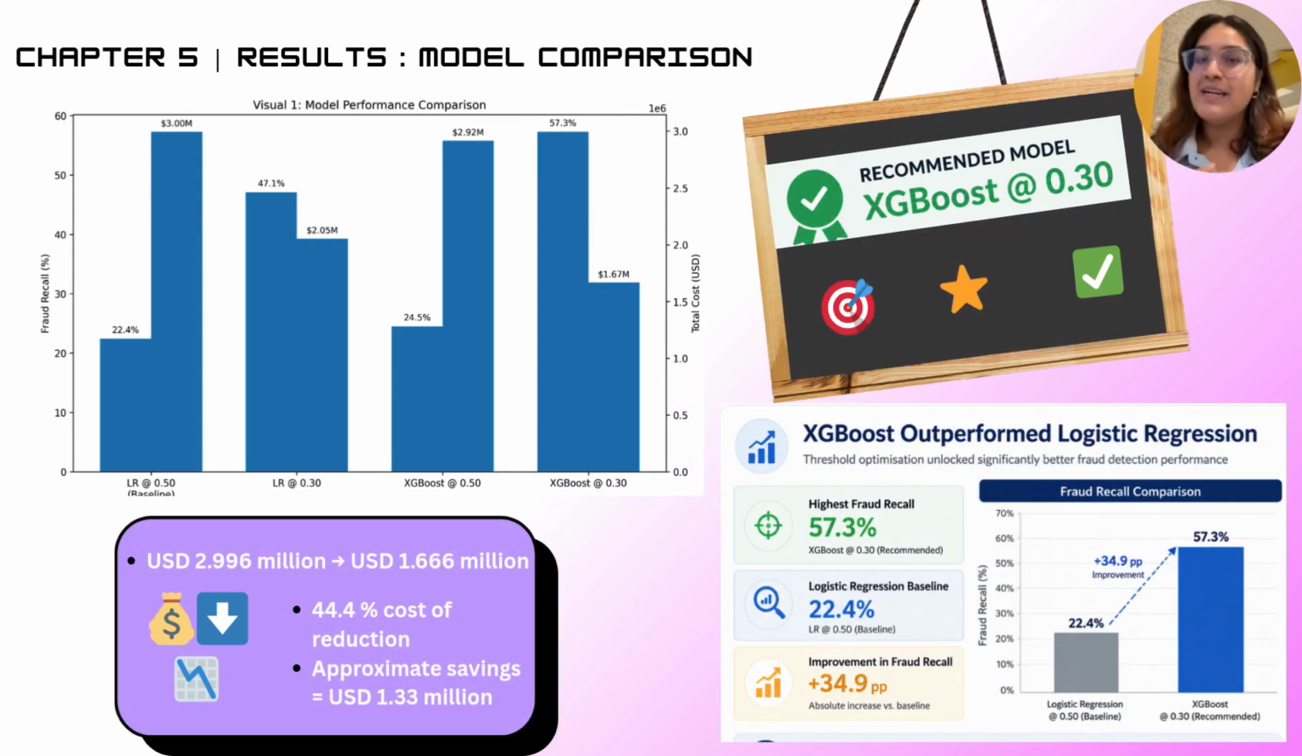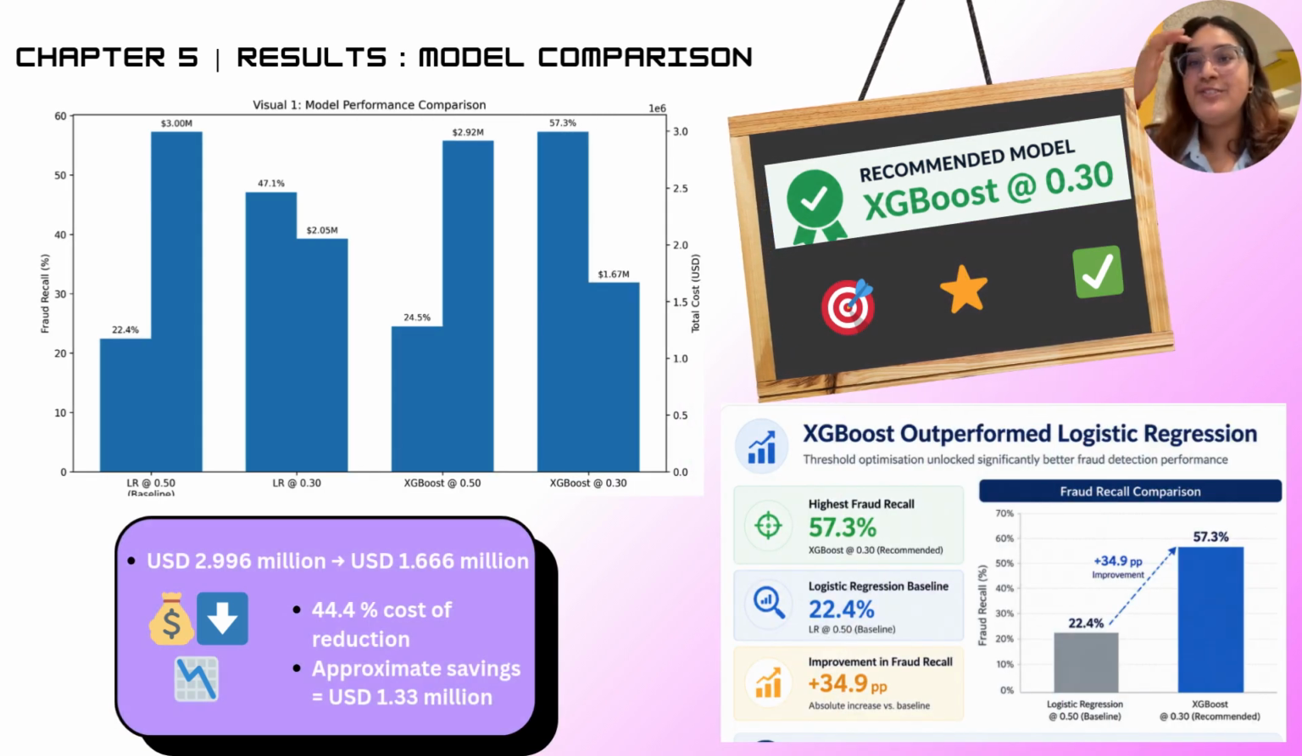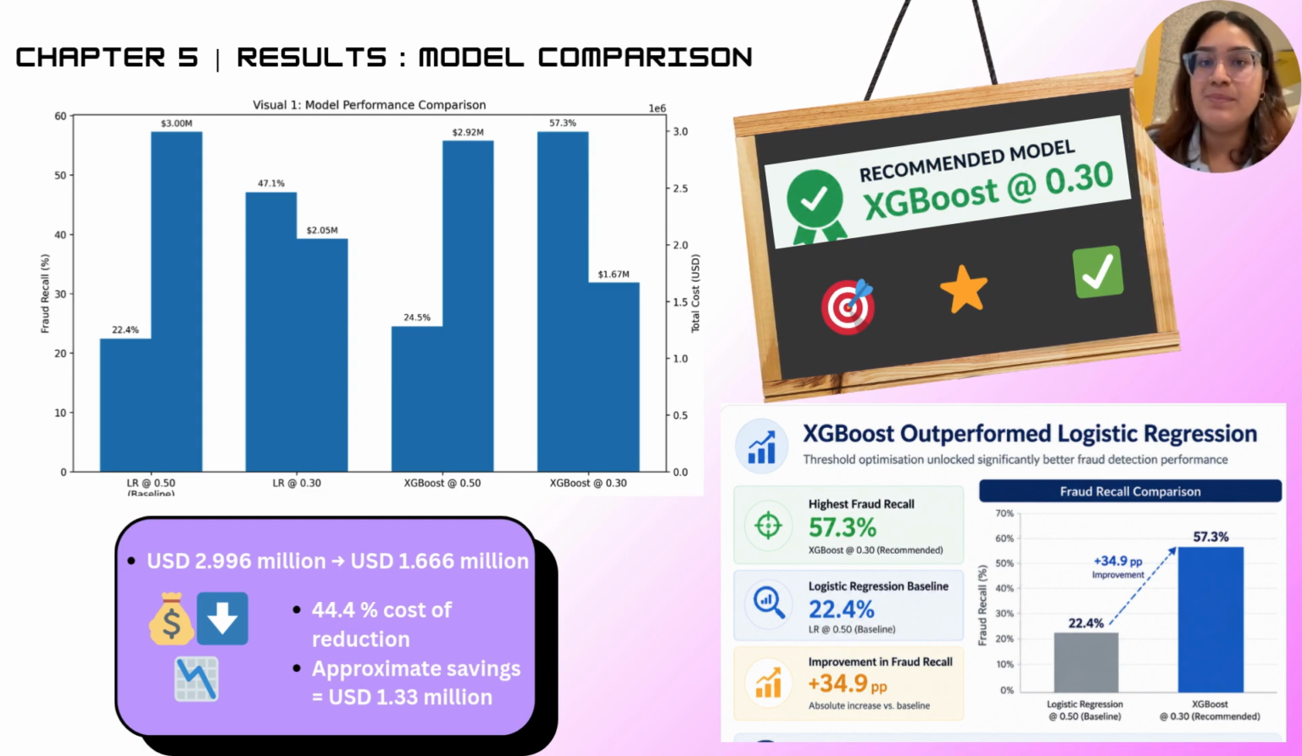Hi everybody, I'm KAMINI Devi RAVEENDRAN with matrix number 25102172. Today I'll be explaining chapter 5, which is results and model comparison. This chapter compares different fraud detection models based on predictive performance and economic impact.